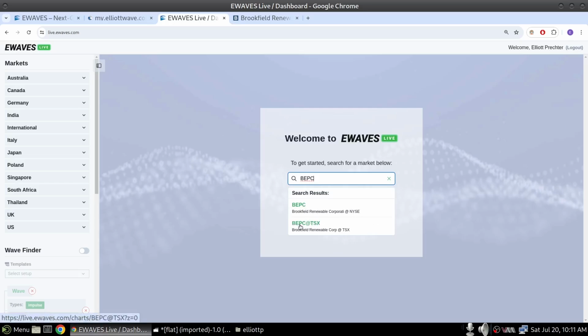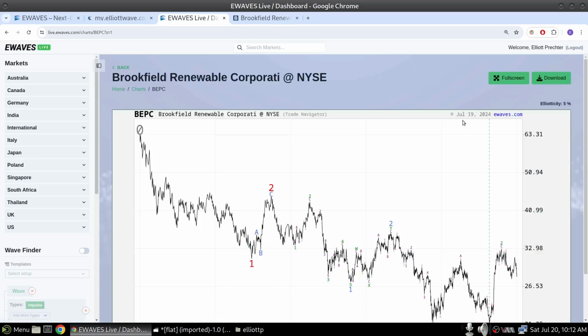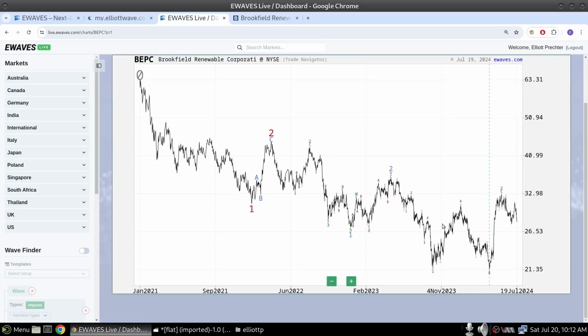Looks like there's a version of BEPC trading on the Toronto Stock Exchange in Canada. So that's probably priced in Canadian dollars, so let's obviously go with the US one here. And as you can see, the flat here is the one we were just looking at, but the market has moved since then.